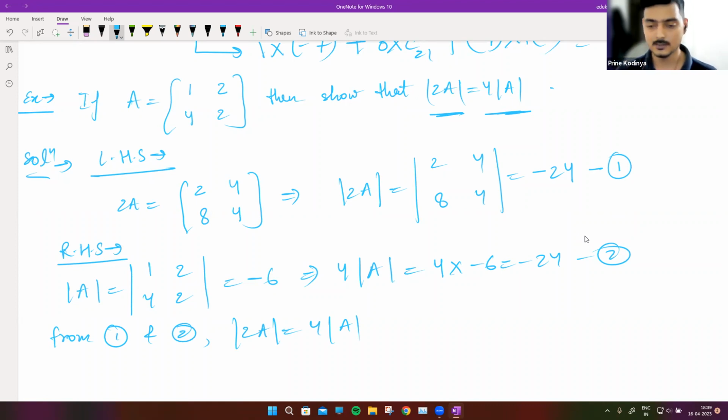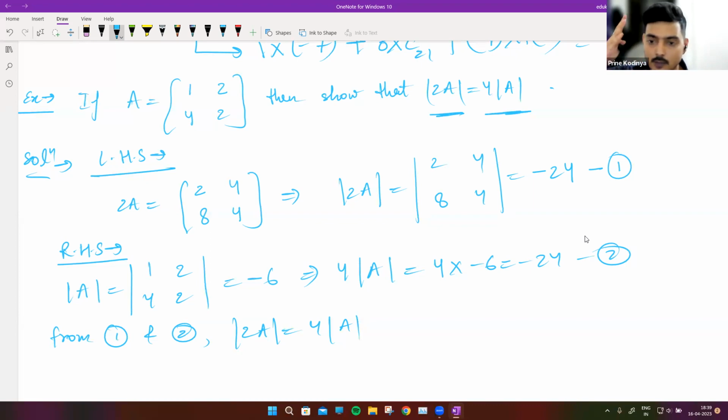So these are some questions. Now we will learn today why this is happening. This is the properties of determinants. If you take 2 outside of the determinant, it will become 2 to the power of whatever the order of that determinant is. The order of this determinant was 2.